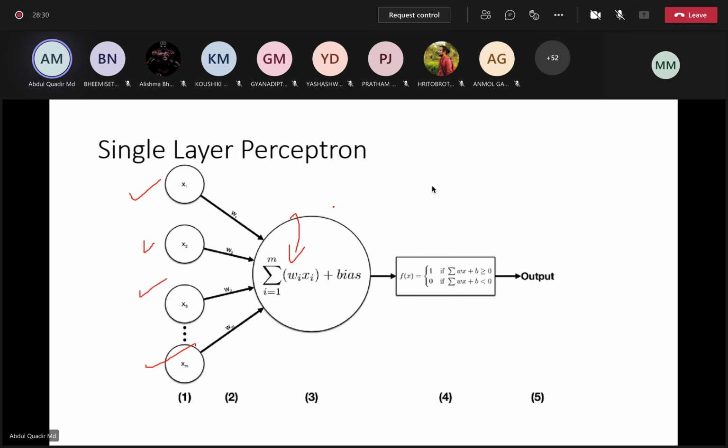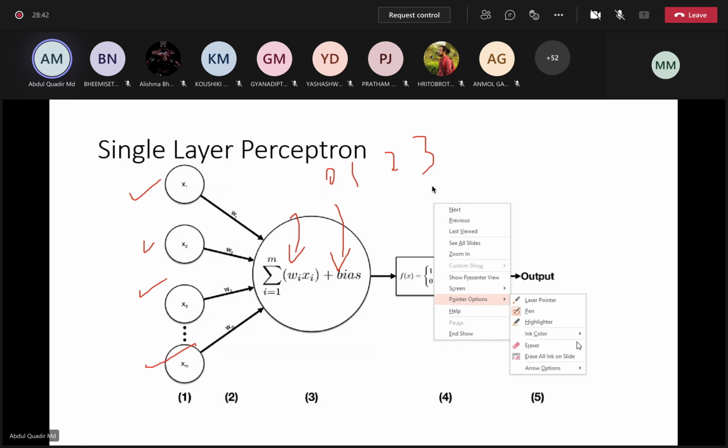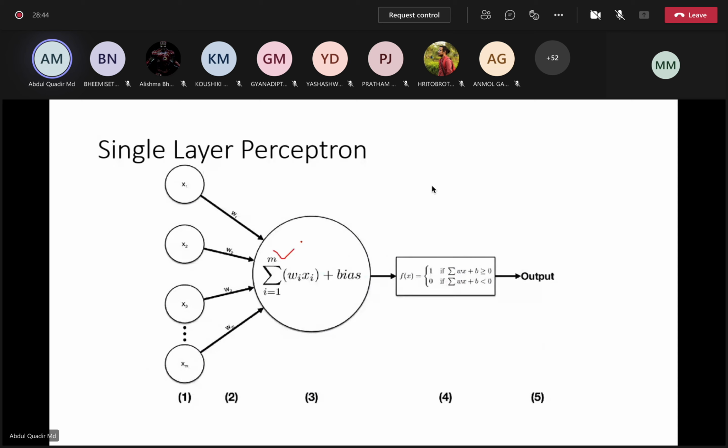I am adding a bias to it. This bias is user dependent. Please understand, the bias can be 0 or 1 or 2 or 3, and it can be anything. It is a user dependent value, bound to change irrespective of how you take up your project. So whatever value you are getting from these two is put into an activation function.